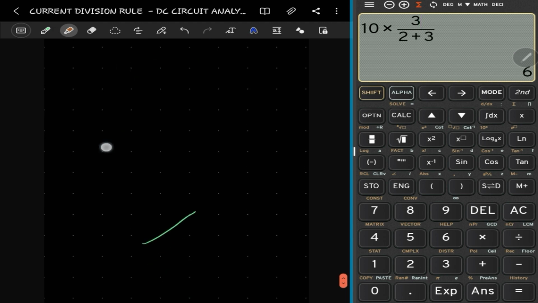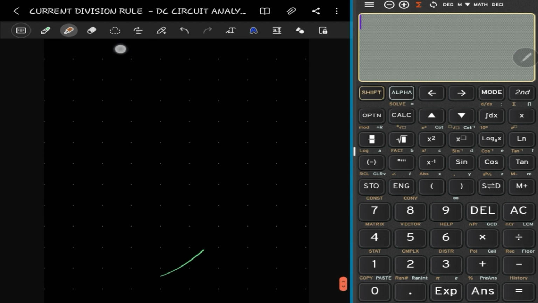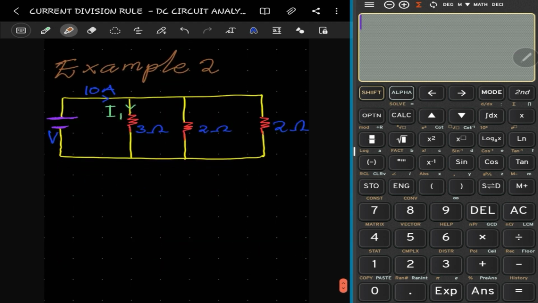That's all. That's the only difference. So with that clear, we go on to the next example. Okay, example 2.